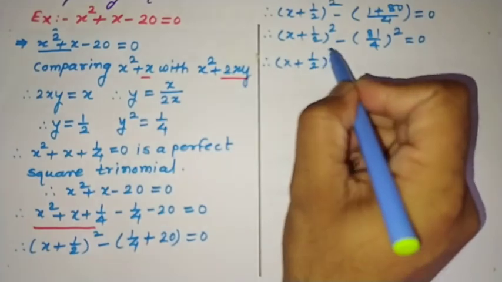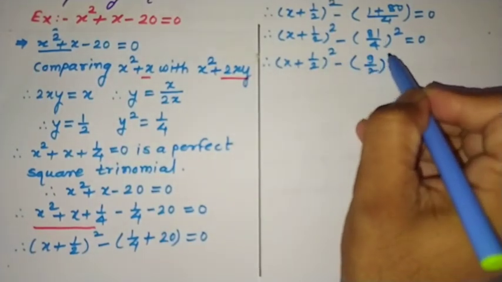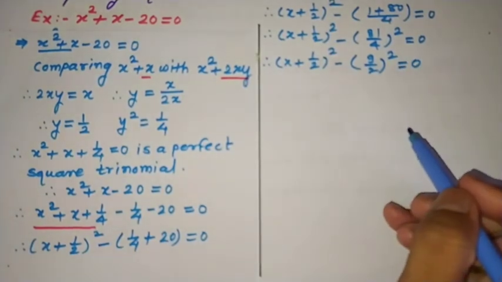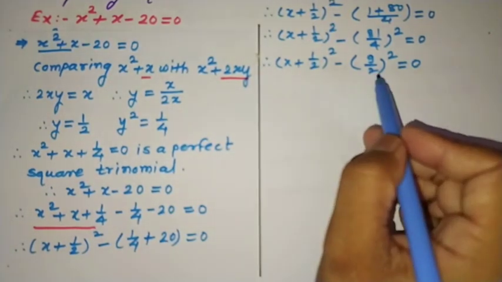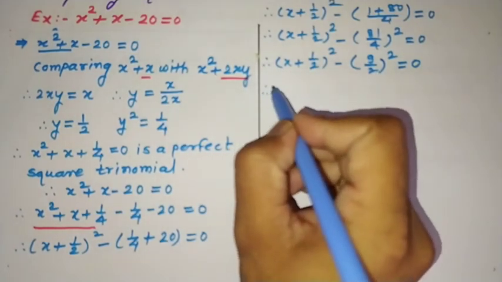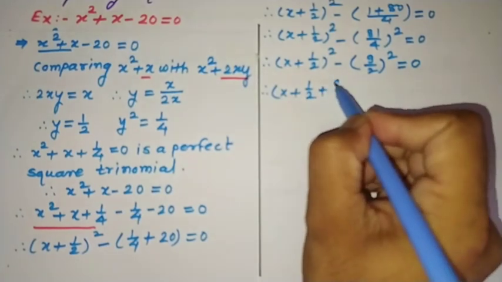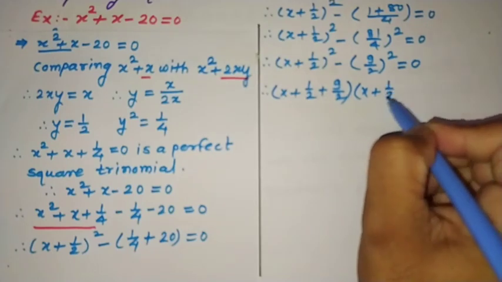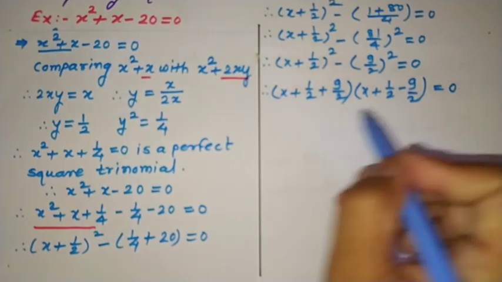x plus 1 upon 2 whole square minus 9 upon 2 whole square. Use the expansion formula a square minus b square is equal to the sum of two numbers in one bracket and the difference of two numbers in the second bracket. Write down (x plus 1 half plus 9 upon 2)(x plus 1 half minus 9 upon 2) is equal to 0.